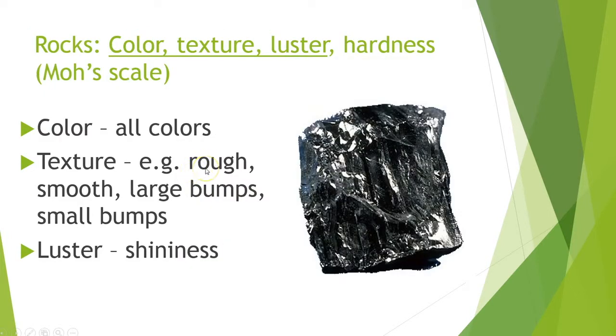Rocks come in many different colors, and you can just look at them and describe them as green, black, gray, brown, pink. And then texture: some rocks are smooth, but have these kind of edgy bumps. Some are bumpy, like sandpaper. So there's rough, smooth, large bumps, small bumps, and then luster, shininess.